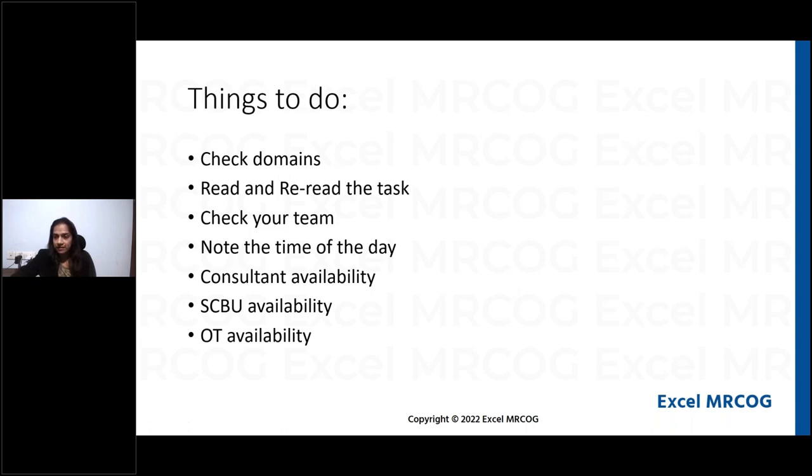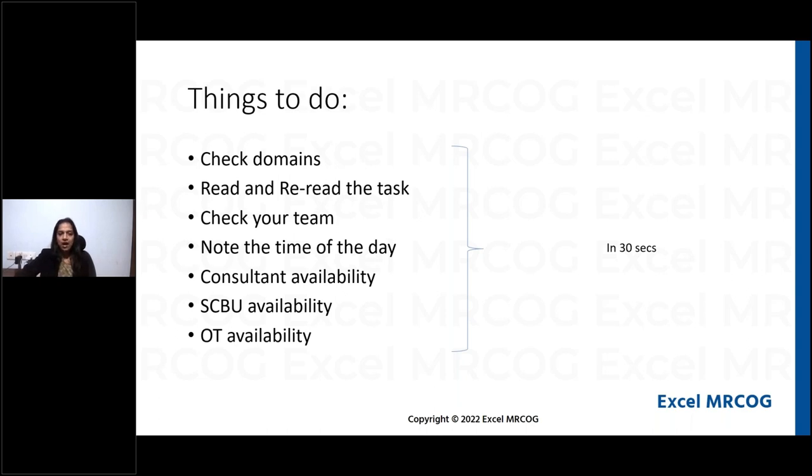OT availability: whether there is a single OT going on, or whether there are two OTs, or whether nothing is mentioned. If there is a single OT, you still have to prioritize. If there are two emergencies, you have to prioritize which one would go to OT first. That is the reason why you need to look at all these things. You can take approximately 30 seconds to read and grasp this information from the question.